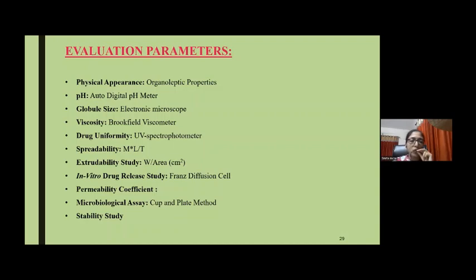Evaluation parameters: physical appearance, pH, globule size, viscosity, drug uniformity, and spreadability, which was determined using the formula mass times length divided by T, that is the time. Extrudability studies, that is W upon area in centimeter square, and in vitro drug release was carried out using the Franz diffusion cell. Permeability coefficient was found out and microbiological assay was done.